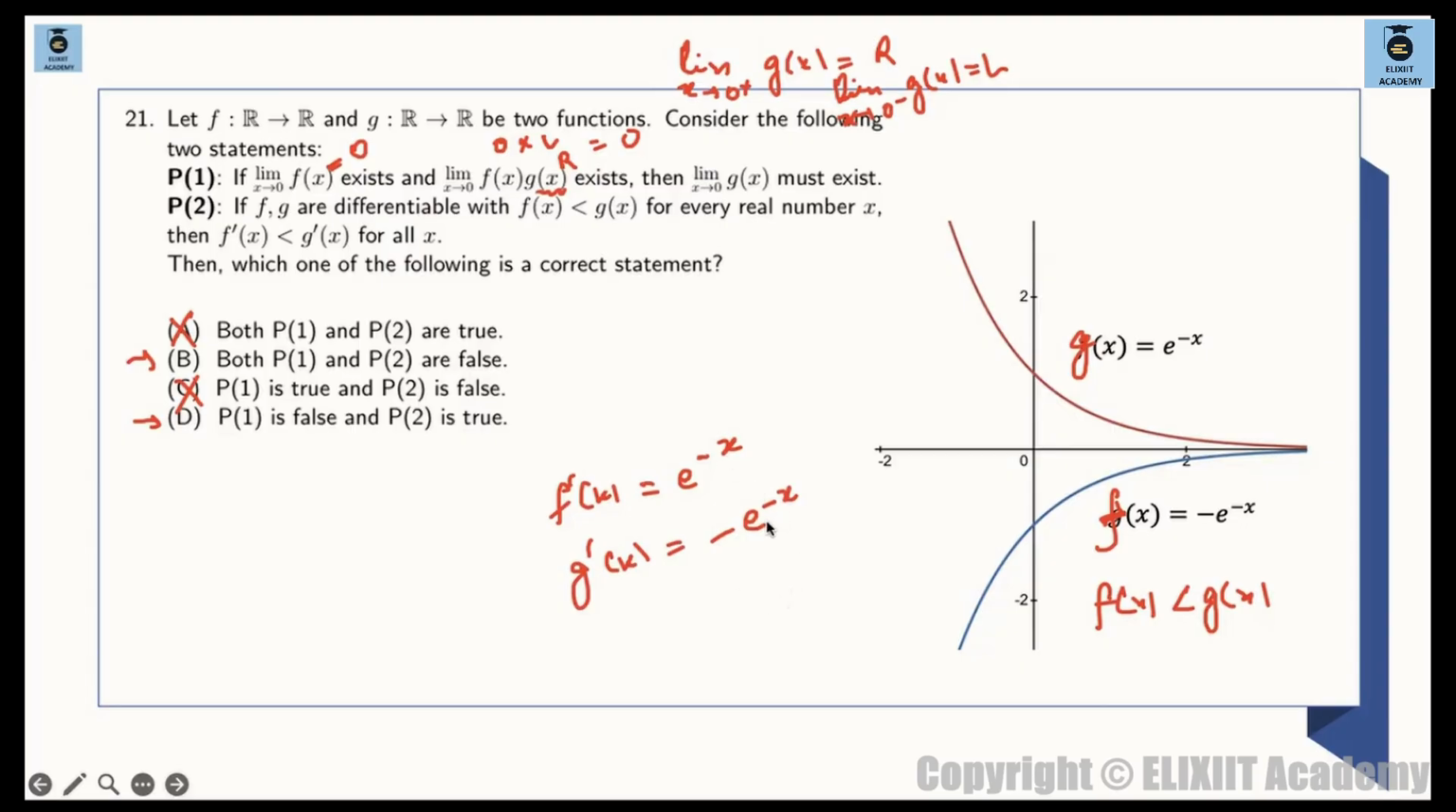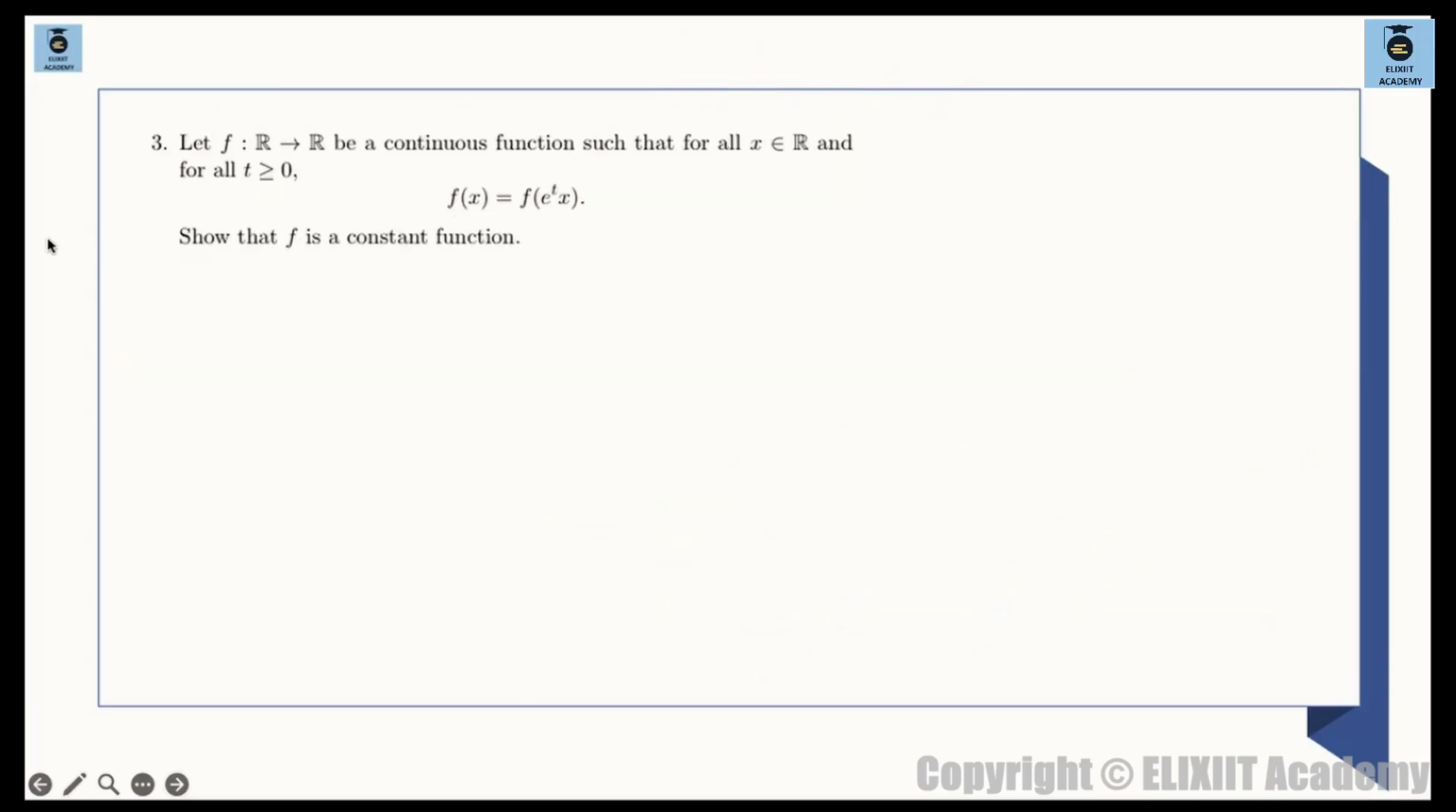तो ये तो फेल हो गया, यहीं पे फेल हो रहा है. क्यों? बिकॉज e raised to the power of minus x, मतलब ये तो gx आ गया, और माइनस ऑफ e raised to the power of minus x माने ये तो fx आ गया. और हमें तो मालूम है कि fx is less than gx, मतलब g dash of x is less than f dash of x, यही पे फेल हो रहा है. So f dash of x is not less than g dash of x. तो in general ये भी ट्रू नहीं होगा. So both P1 and P2 are false. Option B must be correct.